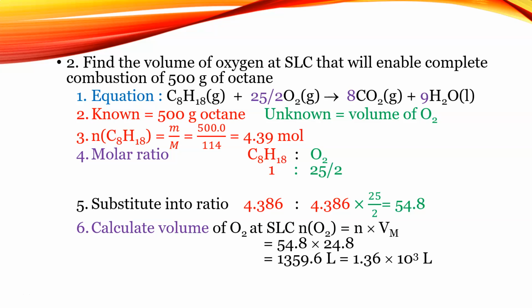So we take our 4.3, now you see I've used the correct number from my calculator, right? 4.386, and we multiply it by 25 on 2 because that is the coefficient for oxygen, and we get 54.8, or the appropriate number in your calculator, multiply it by 24.8. Now you'll see that I've got a more accurate figure here, 1,359.6 litres, but you need 3 significant figures because of the 500 for the octane, so this becomes 1.36 by 10 to the 3 litres. So that's that example.